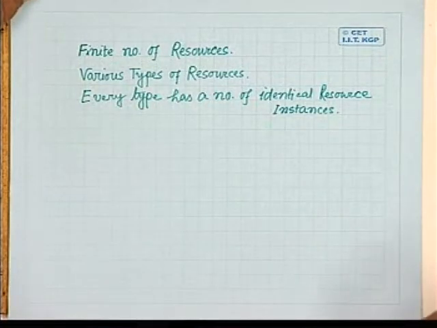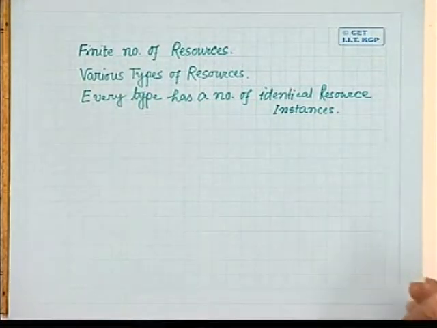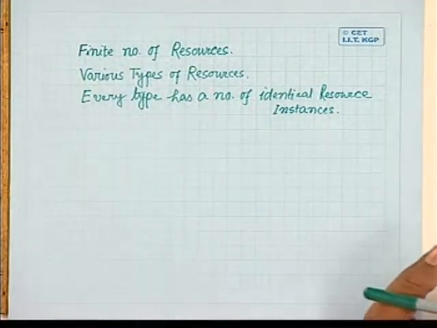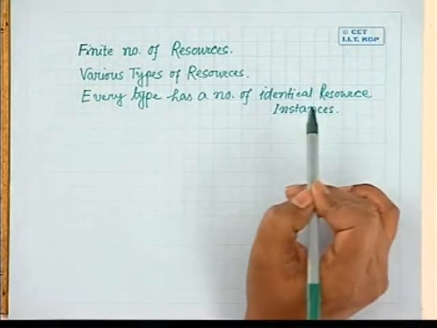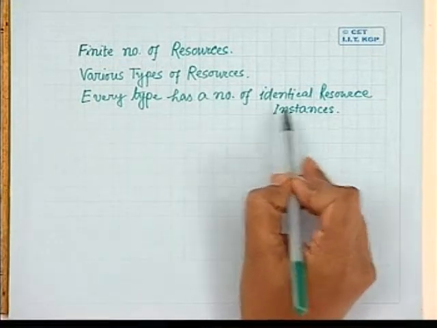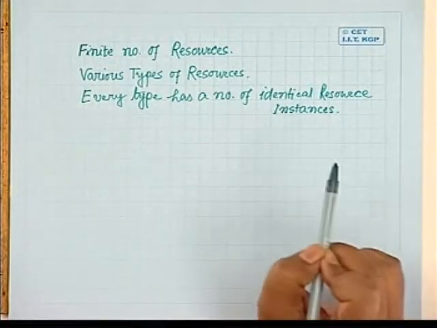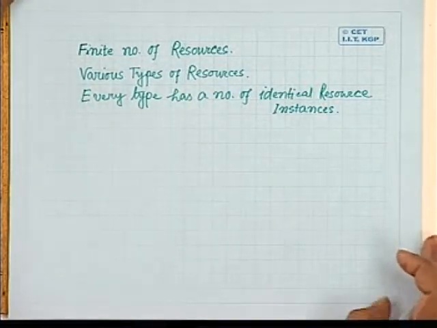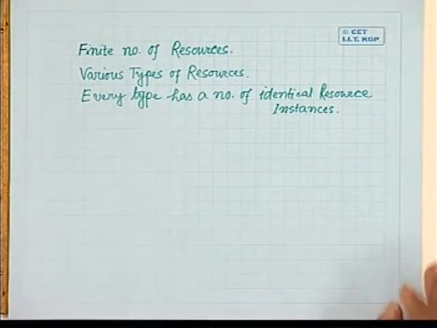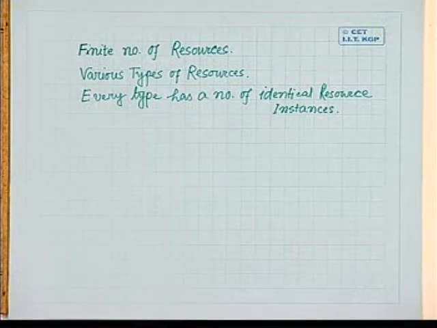Okay. So this is our assumption. That means in a system, we have a number of processes, we have a finite number of resources. The resources are grouped into various types of resources, and every type has a number of identical resource instances. Now this deadlock can be very easily described with the help of a graphical technique.